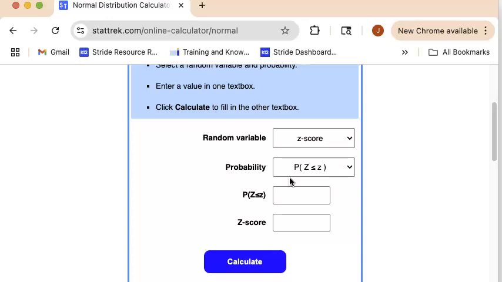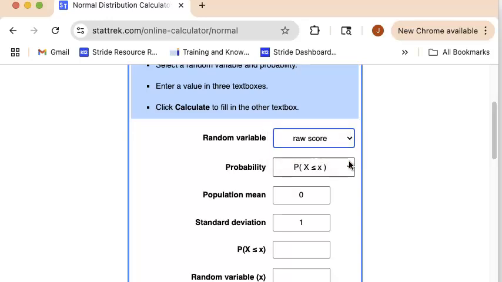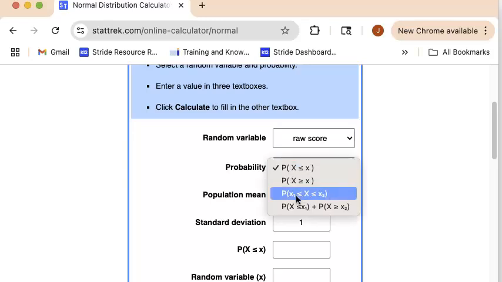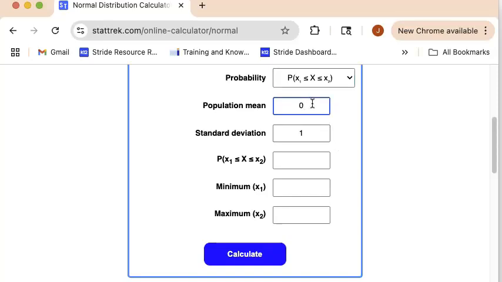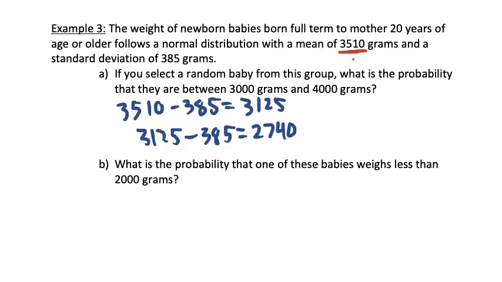Now, so first of all, if we think about our other example problem, we don't have the z-scores, we just have the raw scores. So if you're talking about the actual numbers, like I want the baby weight between 3,000 and 4,000, I'm going to click raw score. And now, do I want just a probability of less than x? No, I want actually a range. So we're going to pick this one, x1 to x2. So our population mean for this problem was 3,510, and then the standard deviation is 385. So that's what we're going to input here.